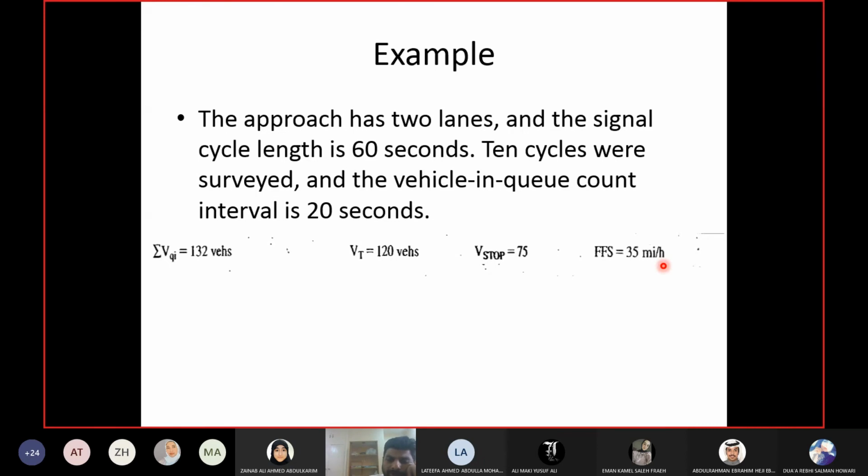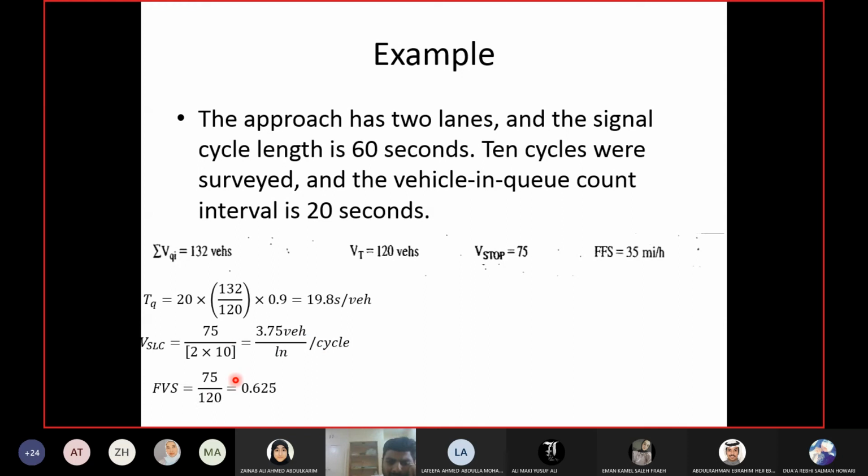Now, first of all, we will find out time in queue delay. Time in queue delay is the interval 20 seconds multiplied by the summation of VIQ 132 upon total number of vehicles, which is 120, multiplied by 0.9, which is a constant. So it gives you 19.8 seconds per vehicle. Then you find out VSLC. Total number of vehicles stopped 75, number of lanes 2, number of cycles 10, the number of cycles in your survey period. So the answer is 3.75 vehicles per lane per cycle.